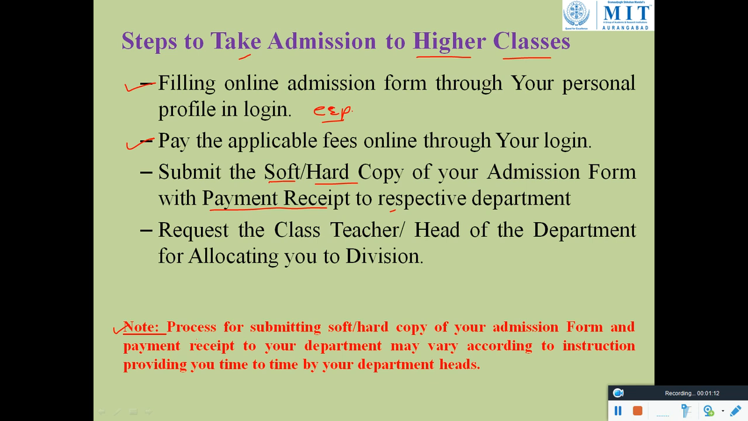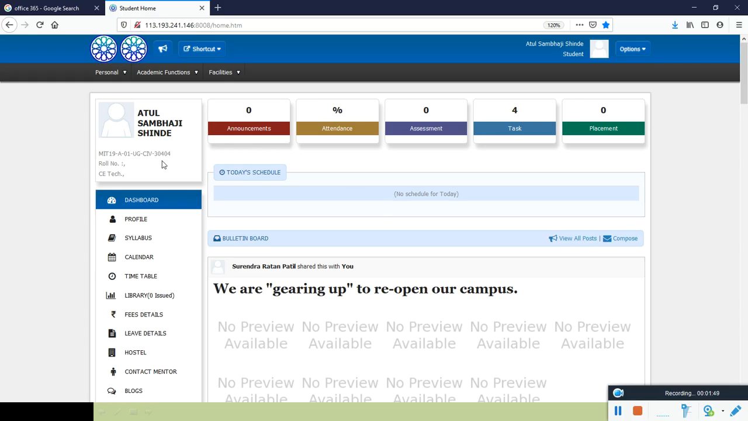Please make a note that the process of submitting your hard copy or soft copy of the admission form and the payment receipt at your department level may vary according to the different instructions provided by the departments from time to time. Sometimes you may need to submit the soft copy of your admission form and the payment receipt via WhatsApp or mail or any other mode which the department head or the class teacher will communicate to you. Let me show you the demonstration of how you can perform this task.